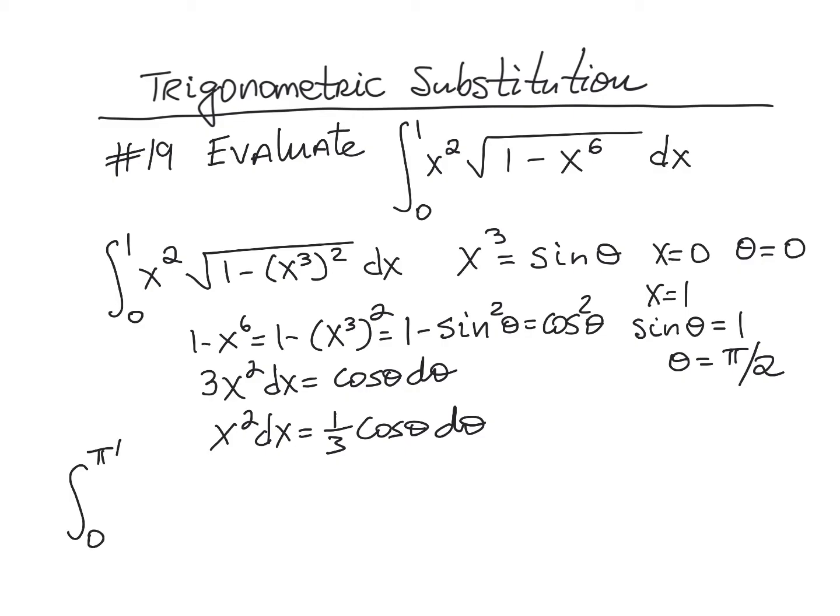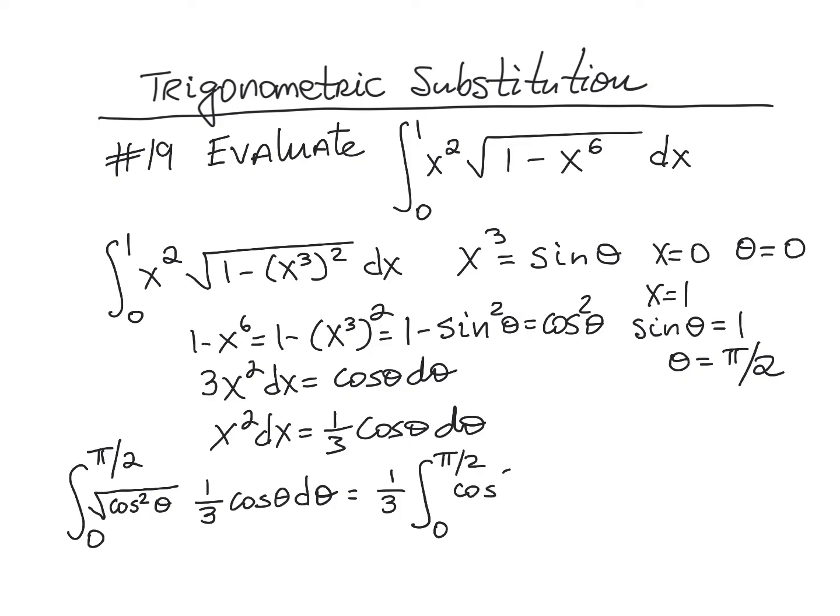It'll be the integral from 0 to pi over 2. X squared dx is 1/3 times cosine of theta d theta. And then inside the square root, 1 minus x to the 6, or 1 minus x cubed squared, that is cosine squared theta. Taking the square root of cosine squared is going to be cosine in this case. So this is from 0 to pi over 2, 1/3 times cosine theta times cosine theta, which is cosine squared theta d theta. That's the integral we have left.